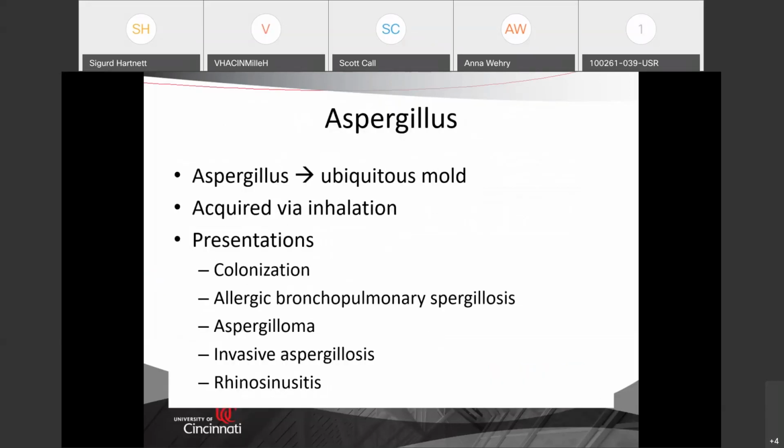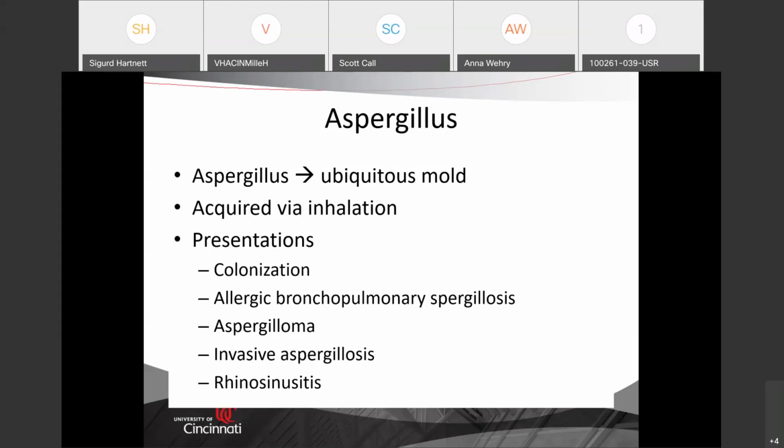So aspergillus is actually a mold. We're moving from our Candida, which is a yeast, to our molds, and it's ubiquitous. We all get exposed to aspergillus at various times of the day. It can become infectious when it's acquired via inhalation. You actually inhale the spores, and it can present in various ways.